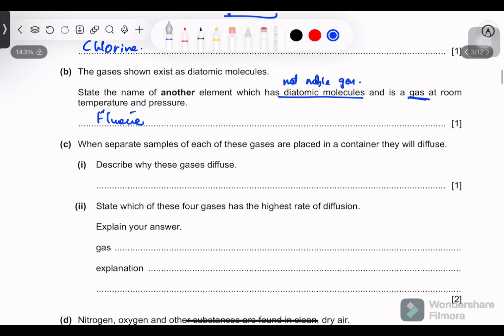When separate samples of each of these gases are placed in a container, they will diffuse. Describe why these gases diffuse. So gases diffuse because of the random motion of the particles, which is called Brownian motion. Due to the random motion of particles.